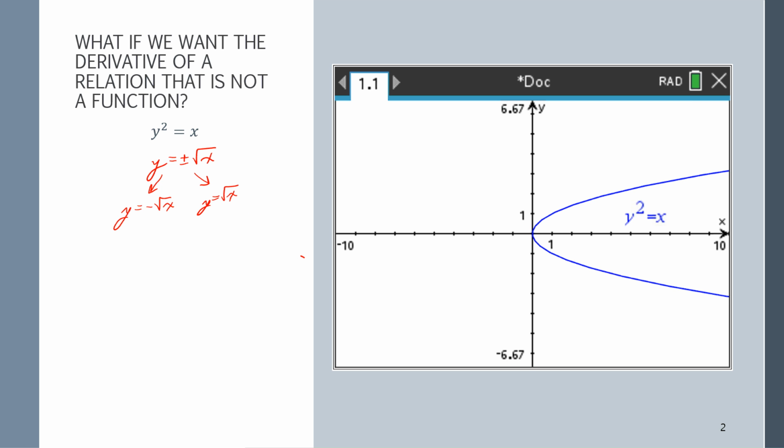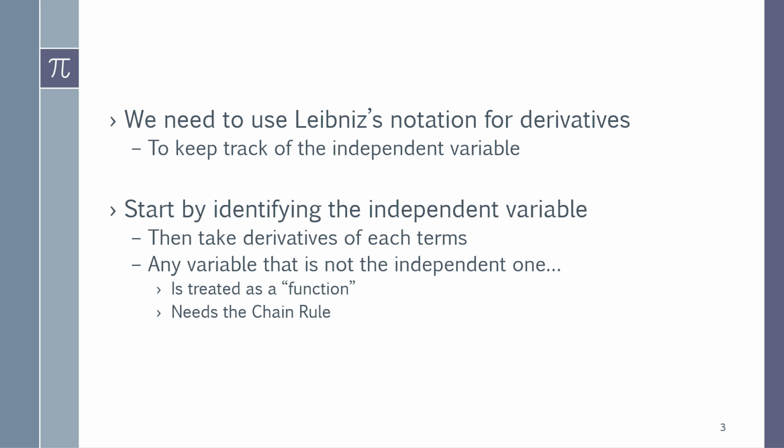So what we do in this case is we're going to do what's called implicit differentiation. And we do need to use Leibniz notation for derivatives to help us keep track of the independent variable. And our first step is to figure out what's the independent variable, and then start taking my derivatives. But anytime I come across a variable that's not the independent one, I have to treat it like it's a "function." I'm putting function in quotes because we realize we don't have functions, but it's a lot easier than saying a relation that's not a function that is dependent on the independent variable. But the idea of this is it's some unknown function that requires the chain rule.